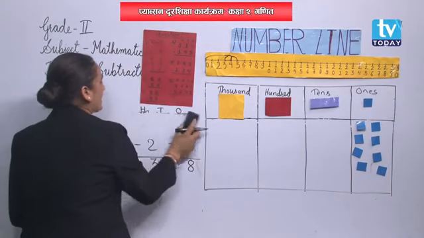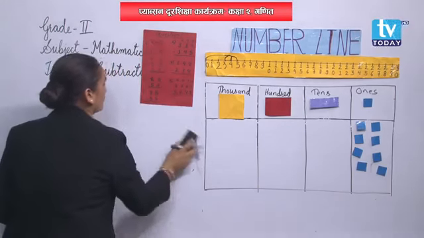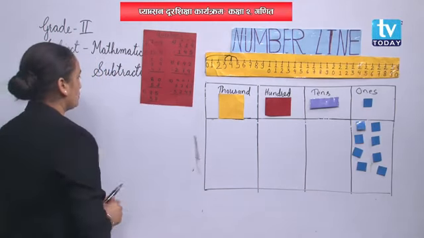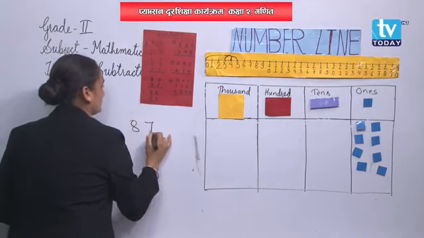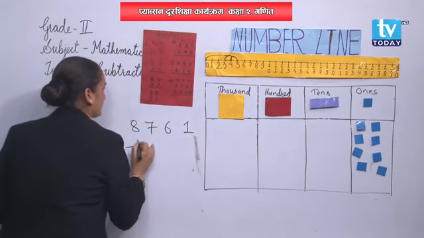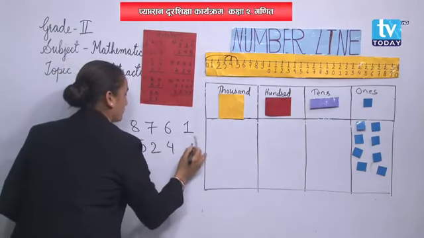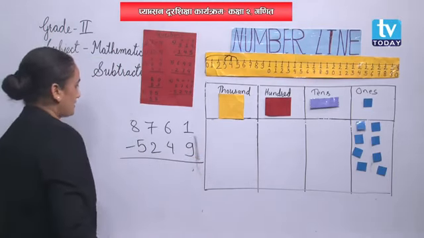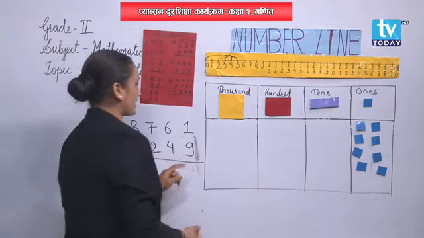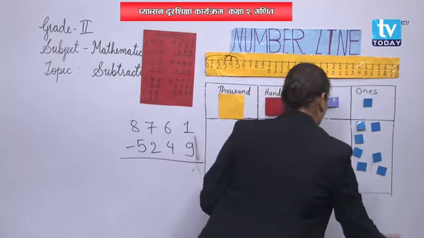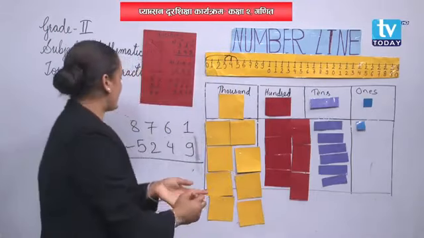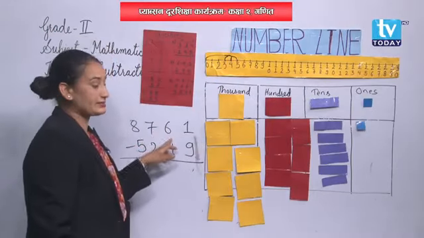Okay. Now one last question. I'm going to solve it using the table. So be ready for it. 8761 minus 5249. Can you solve it? Okay, students. 1 is here, 9 is here. First, let's arrange the numbers in the same way, okay? Now, students, see here, 8, 7, 6, 1.